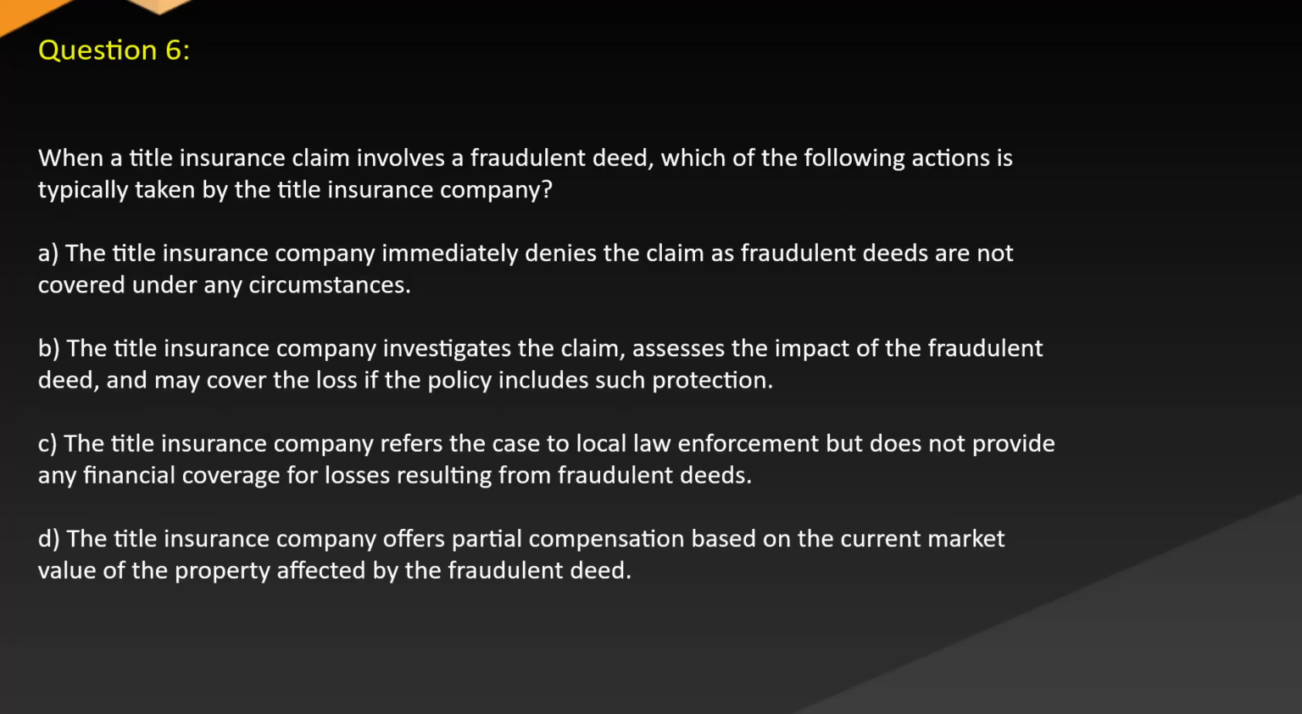Question 6. When a title insurance claim involves a fraudulent deed, which of the following actions is typically taken by the title insurance company? A. The title insurance company immediately denies the claim as fraudulent deeds are not covered under any circumstances. B. The title insurance company investigates the claim, assesses the impact of the fraudulent deed, and may cover the loss if the policy includes such protection. C. The title insurance company refers the case to local law enforcement but does not provide any financial coverage for losses resulting from fraudulent deeds. D. The title insurance company offers partial compensation based on the current market value of the property affected by the fraudulent deed.